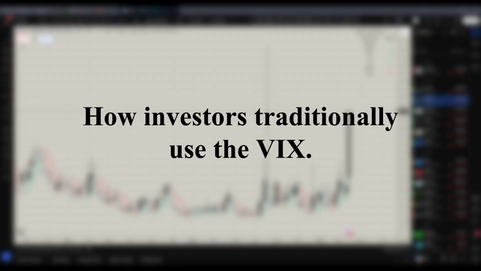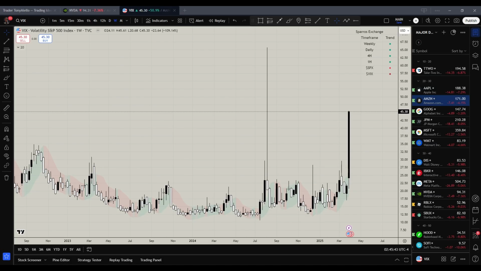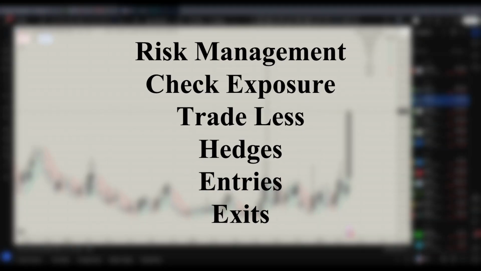How can you use the VIX? I'm going to talk broad here and what the VIX is traditionally used for, and this is for professional traders. A lot of people will use it as risk management. So VIX spikes will be a time to double check your exposure, or maybe you're just not trading as much in general. Another thing is hedging, using protected puts or maybe making a play on volatility. You can also use it for timing, maybe for your entries or your exits.